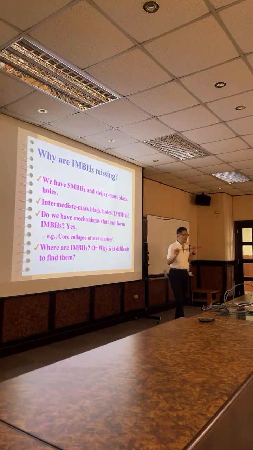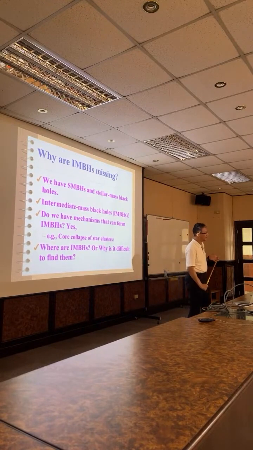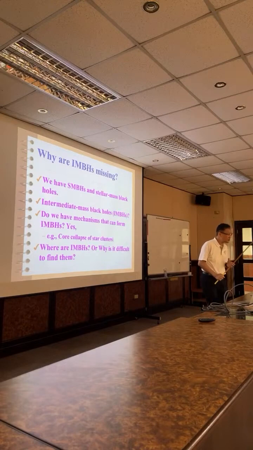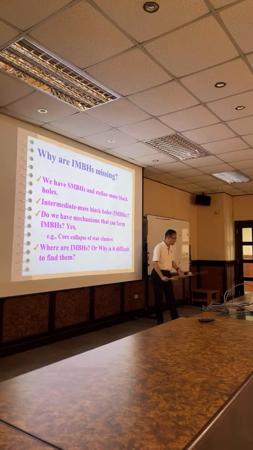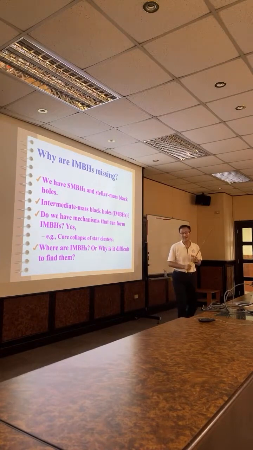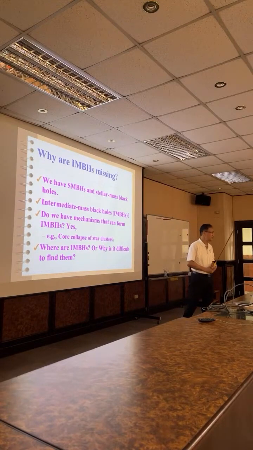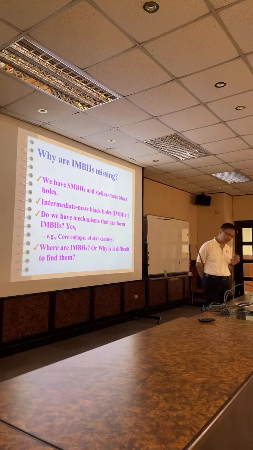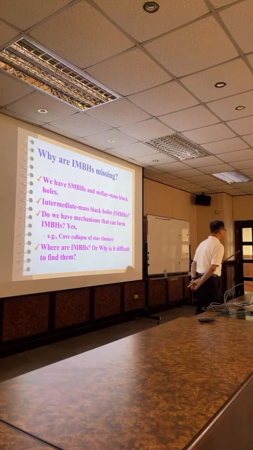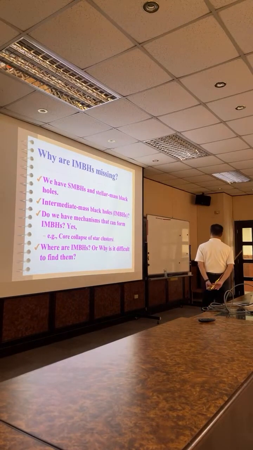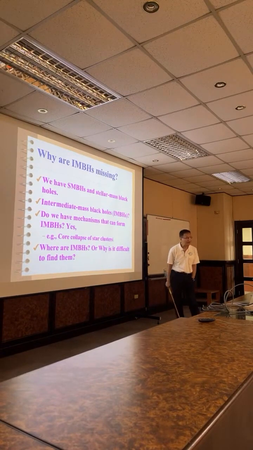Everyone knows we have supermassive black holes, and we also know we have stellar mass black holes. There's an issue that people usually ask: why don't we have intermediate mass black holes? A lot of people try to look into that, and the existence of them is an argument or debate. But in any case, even if we have intermediate mass black holes, they are very big, and it's very difficult to discount. So, why don't we see intermediate mass black holes?